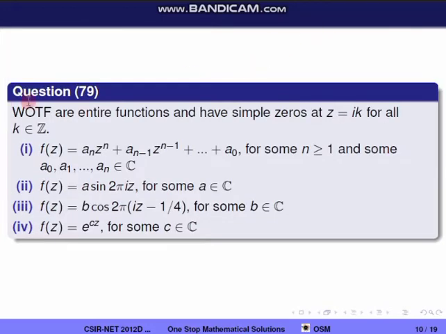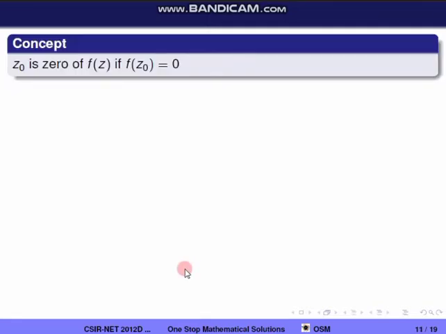Next question, question 79. Which of the following are entire functions and have simple zeros at z is equal to ik for all k in Z? So you have to find which of the following options have simple zeros at z is equal to ik, and also there should be entire functions. So first of all we'll look at the concepts used. z naught is a zero of f(z) if f(z naught) is equal to 0. So now we'll move on to the question and look option-wise.